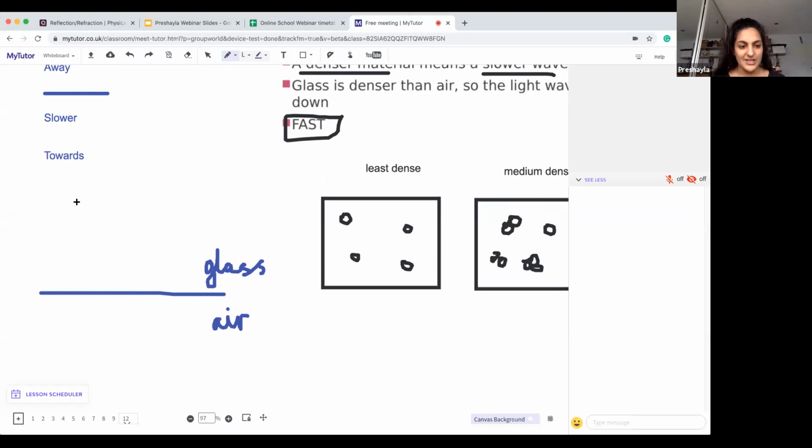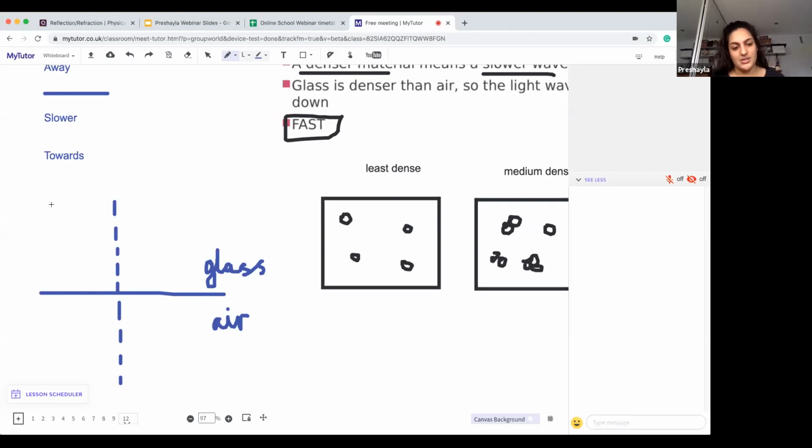Okay, so let's draw our incident ray. Do you know what I've forgotten? To draw the normal. I've told all of you to draw the normal first. So draw the normal, 90 degrees to our boundary, as always. And then draw your incident ray.